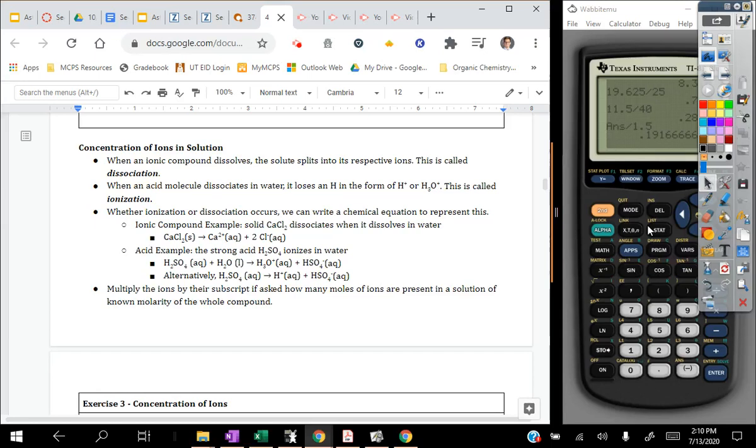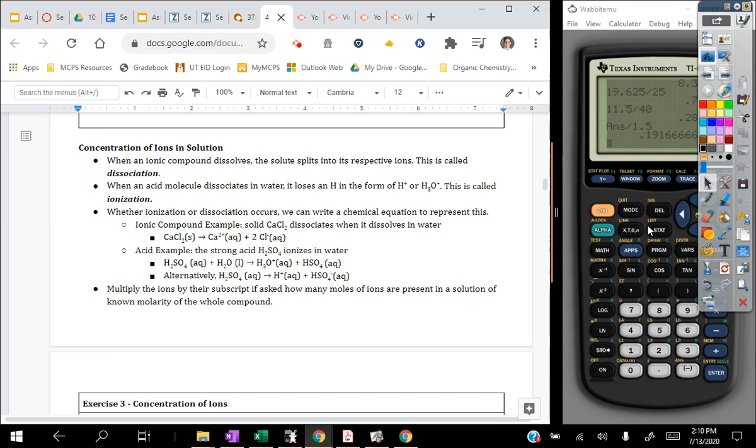Hello class, this is a continuation of a lesson series on solution stoichiometry. In our last lesson, we discussed how to calculate molarity, given grams and liters of solution. Today we're going to talk about concentration of ions in solution and how to calculate them. We are also going to look at how to manipulate the molarity equation.